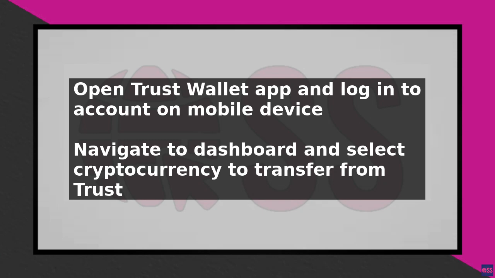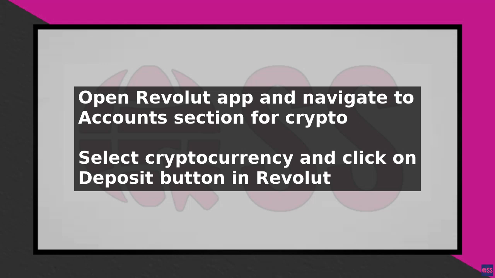Then, open the Revolut app and navigate to the Accounts section, where you will find the crypto option. Select the cryptocurrency you want to transfer and click on the Deposit button. In the Deposit window, select the External Wallet option and paste the wallet address you copied from Trust Wallet. Enter the amount you want to transfer and confirm the transaction.